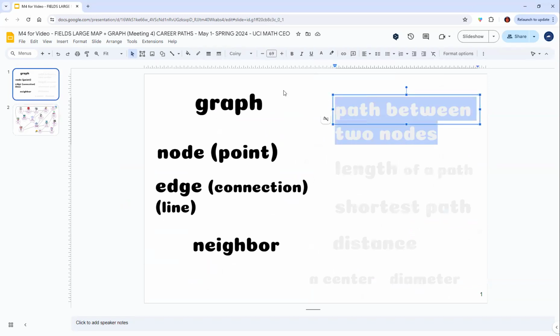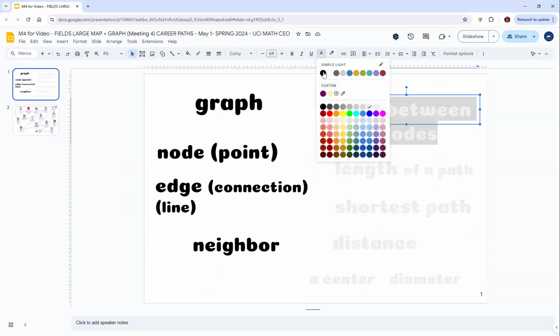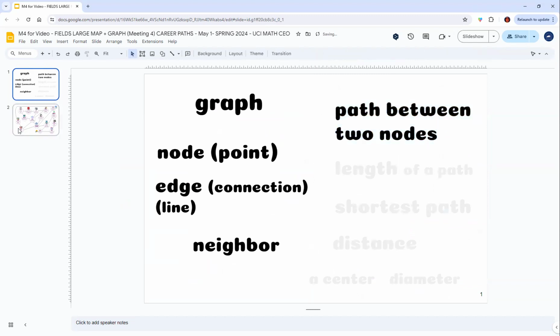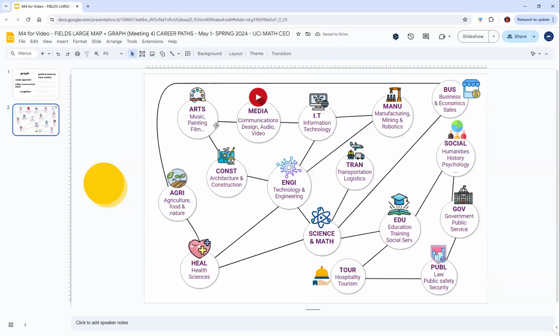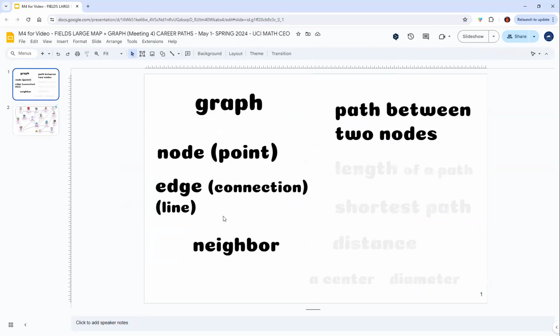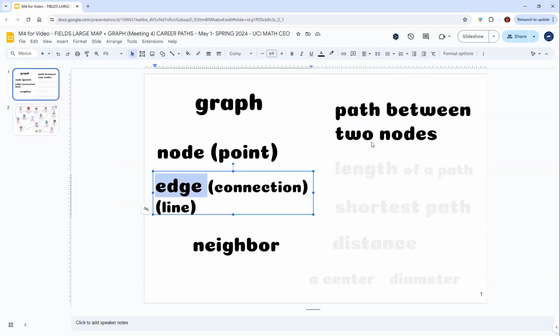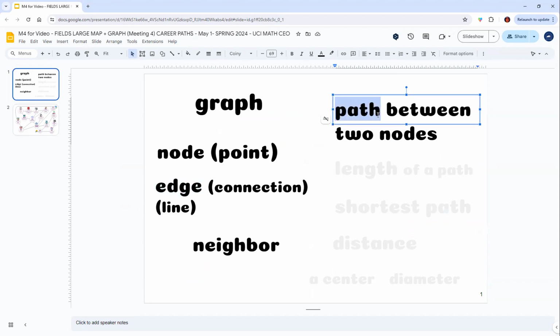What is a path between two nodes? So a path is going to be a sequence of some nodes, of some edges that connect two points or two nodes in the graph. So every edge is a path. It's a particular case of a path, but there's many paths that are composed of more than one edge.